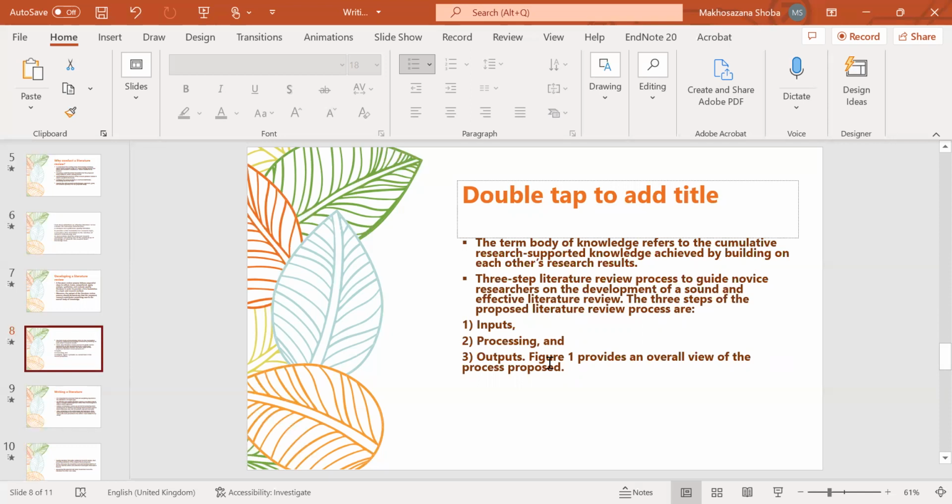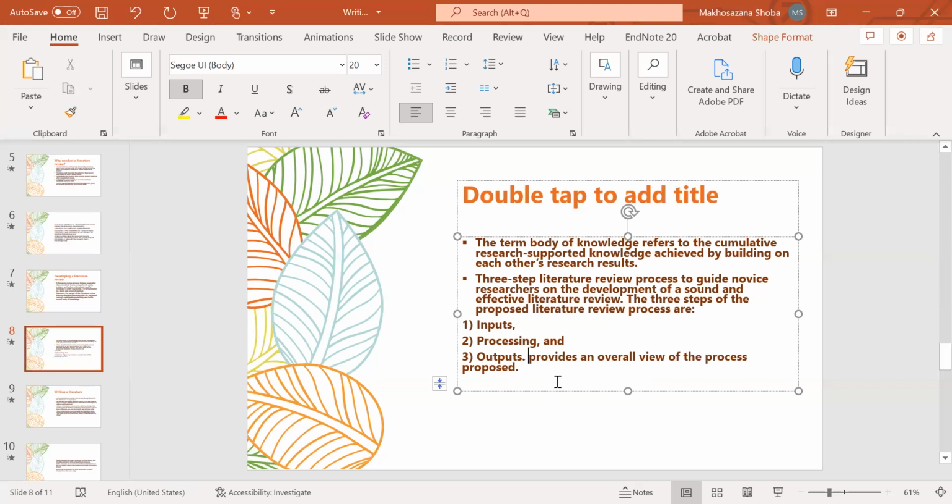indicated earlier on. So the three steps that may guide novice researchers in the development of a sound and effective literature review are inputs, where inputs would be collecting; processing, where you familiarize yourself with the literature. You collect, you know it, you apply it, you comprehend, you synthesize, and you evaluate. And providing the output, therefore, provides an overall view of the process proposed.